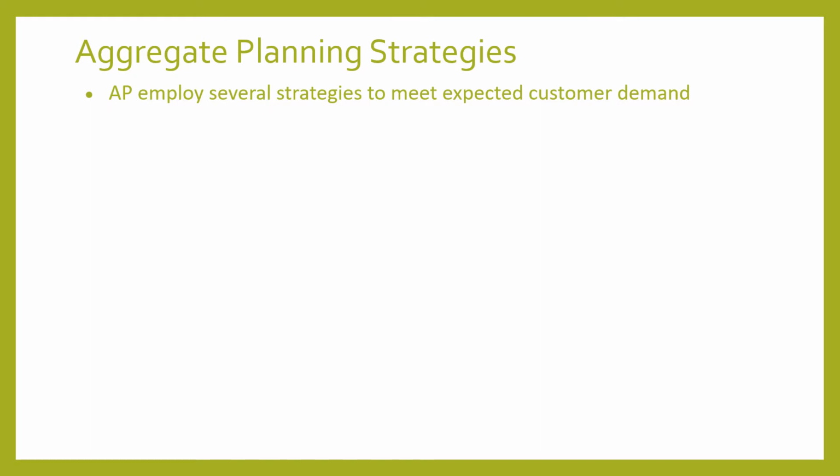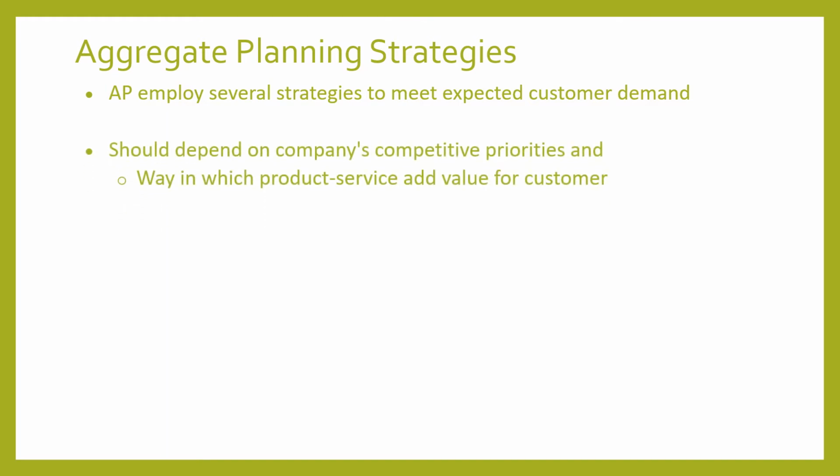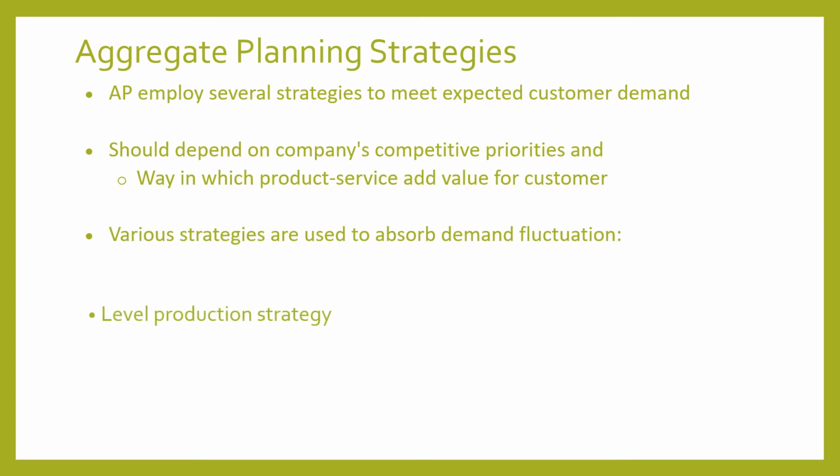Now, aggregate planning strategies. So aggregate planning employs several strategies to meet expected customer demand. It should depend on the company's competitiveness priority and the way in which the product or service adds value for the customer. Various strategies are used to absorb the demand fluctuations. There is level production strategy, chase demand strategy, peak demand strategy, and mixed strategy.